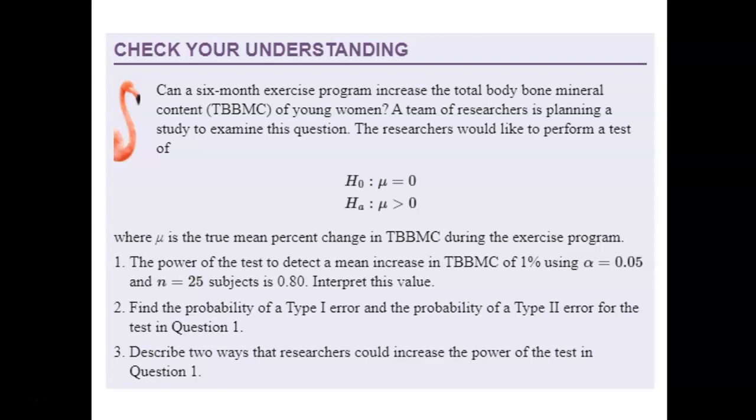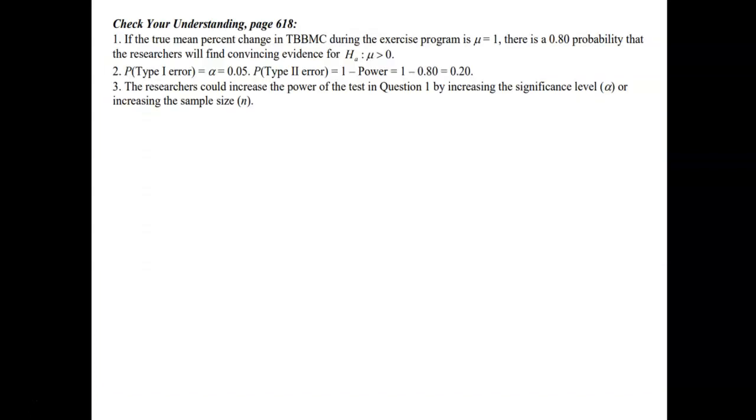So, the power of the test to detect a mean increase of 1% using a significance level of 5% and n equals 25 subjects is 0.8. Interpret this value. So if the power of the test is 0.8, that means if the true mean percent change during the exercise program is 1, there's an 80% probability that the researchers will find convincing evidence for the alternative hypothesis that there was a change. So you have to start this interpretation here with "if the true mean percent change is" something. This is the determined value that they gave you.